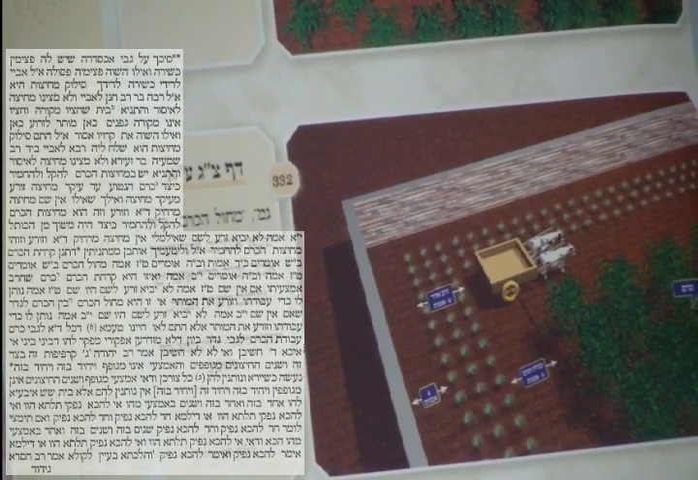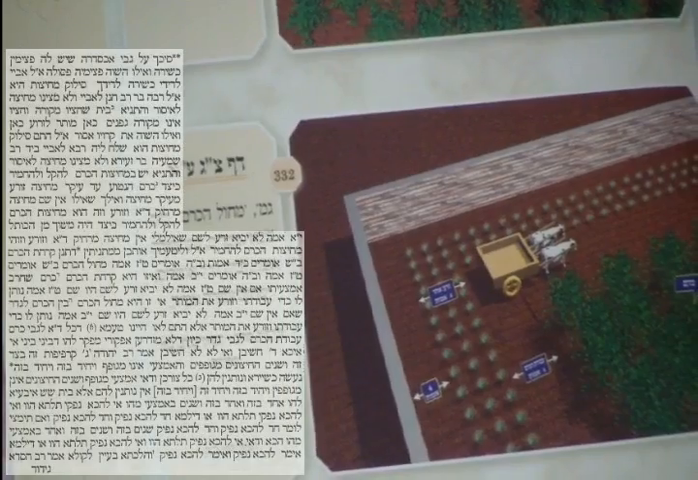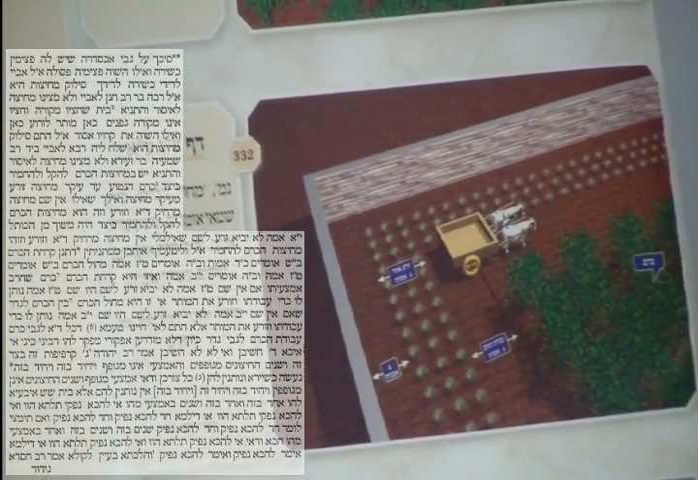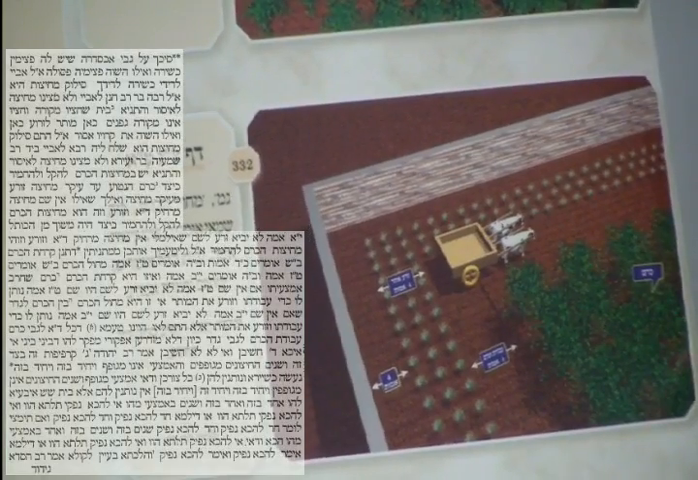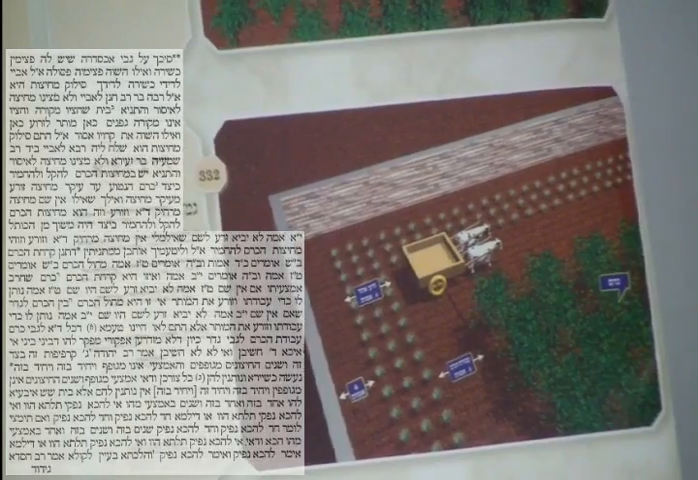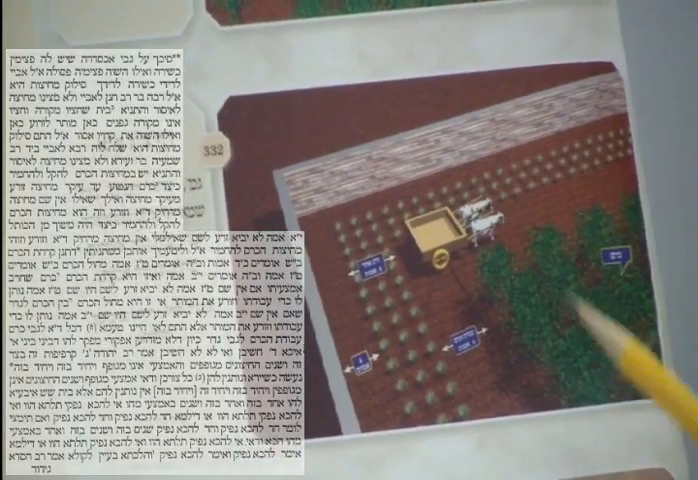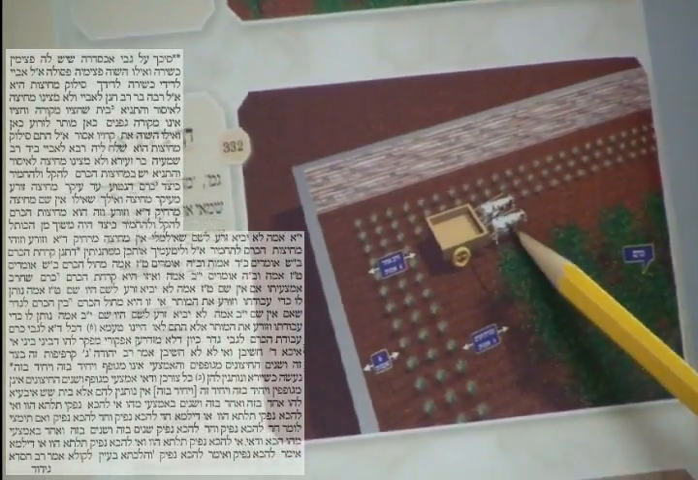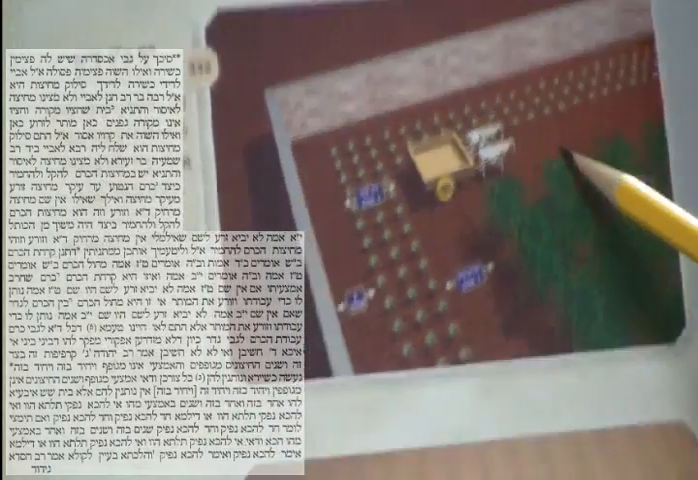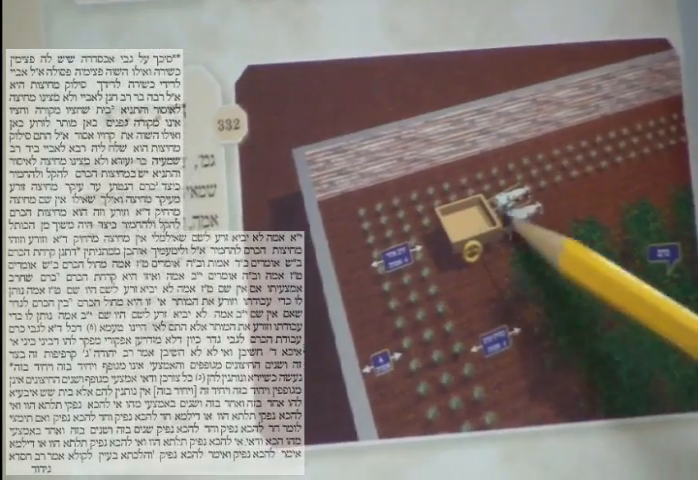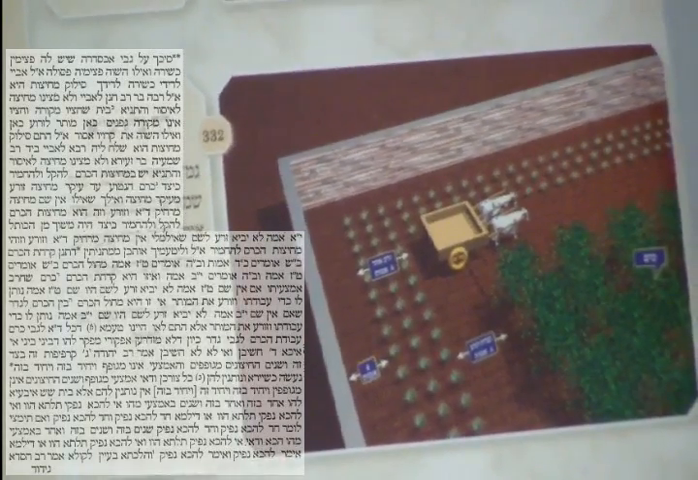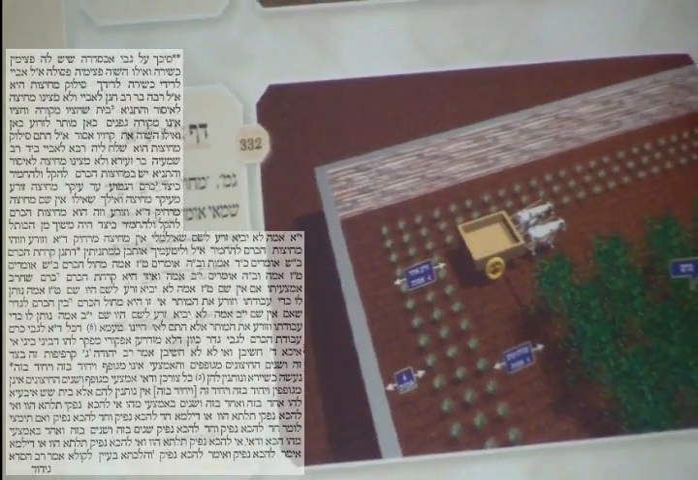Which means the objection is not that the mechitza is not considered to cause the prohibition. The idea is that the 4 cubits around are considered the vineyard's work area. You see this? It's a work area. You need to have a path for your work area. So that's the reason for it, and therefore it's actually part of it.